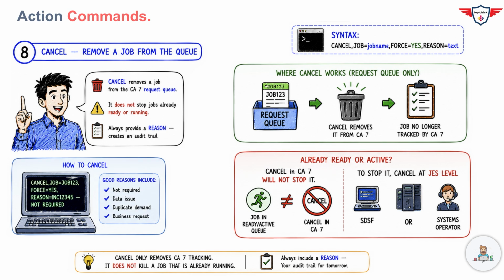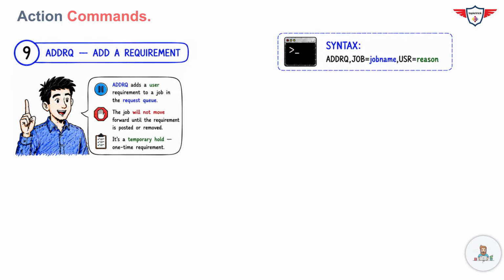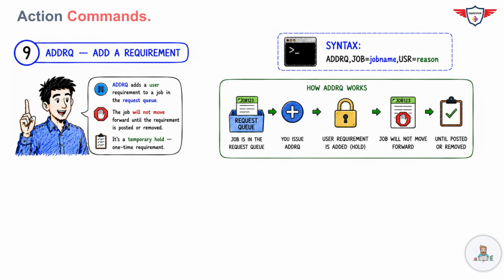run logs. Now the next command is ADDRQ, that is add a requirement, and syntax is pretty simple. You have ADDRQ, comma, job equals job name, comma, user equals reason. So there are situations where the job is in the queue and you need to add a temporary hold on it. And in that situation, you can add a one-time requirement before it proceeds further. So ADDRQ adds a user requirement to a job that already sits in a request queue.